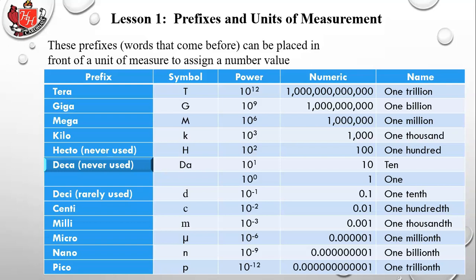Deci is rarely used. Now we're getting to units that are less than 1. Centi is commonly used in chemistry, like centigrams or centimeters. Milli is 1/1000th. Micro is 1/1,000,000th. A nano is 1/1,000,000,000th, and pico is 1/1,000,000,000,000th. We actually will get into some of those very small units in chemistry.